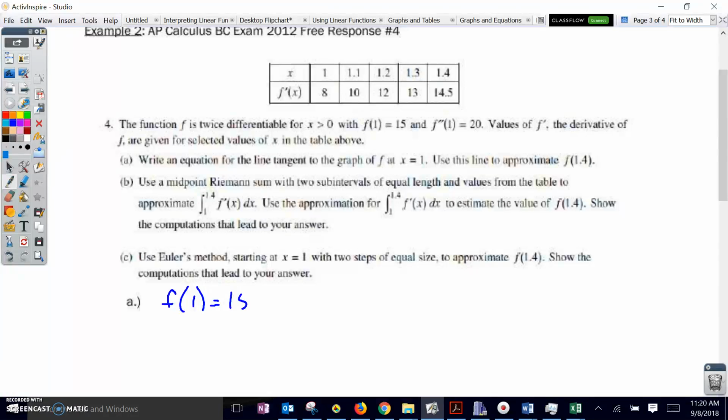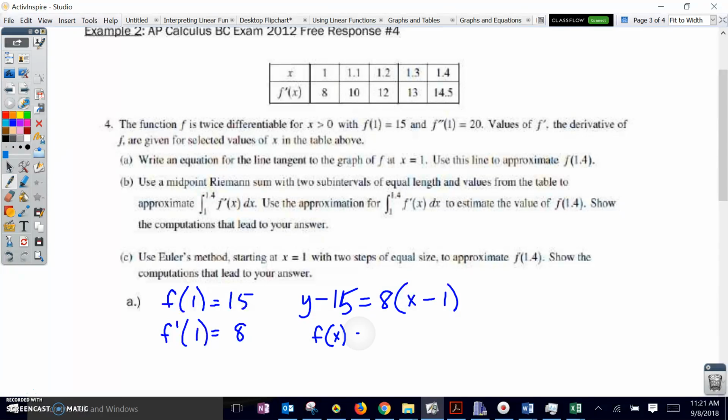We're told in the lead up that f of 1 is 15. And I need the value of the derivative at 1, which I can get from the table. That's 8. And so my tangent line is going to be y minus 15 is equal to 8 times the quantity x minus 1. There's my tangent line for part A, and I want to use this to approximate f of 1.4.